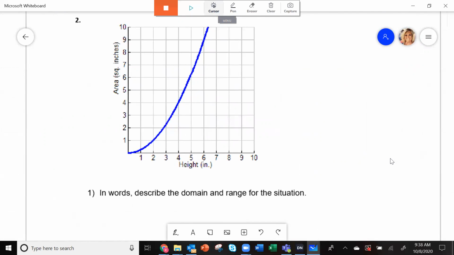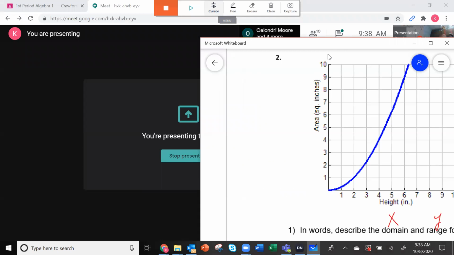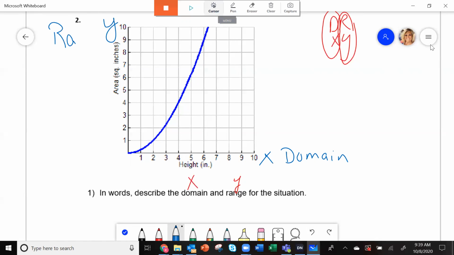Here's my graph, and it says, in words, describe the domain and the range. Okay, y'all, I need you to go above domain and range right now. Domain is X, range is Y. Remember, Dr. XY. Domain is X, range is Y. So I'm going to label my graph. I've got my X-axis and my Y-axis. Remember, my X is my domain. My Y-axis is my range.